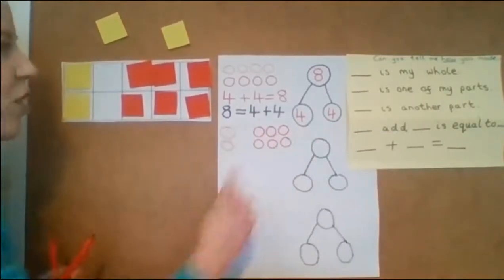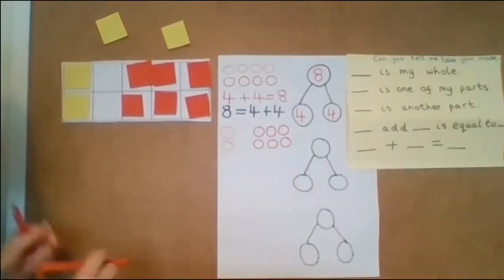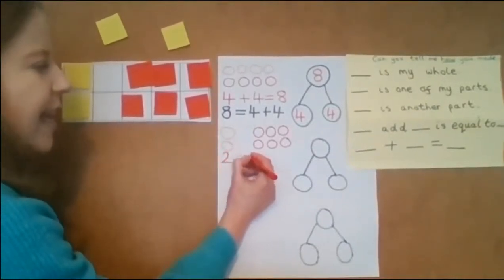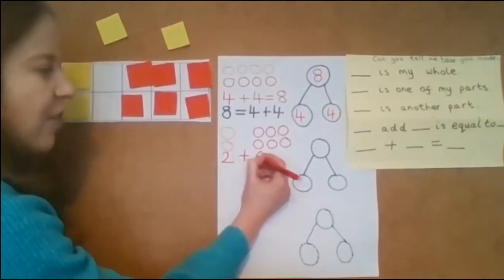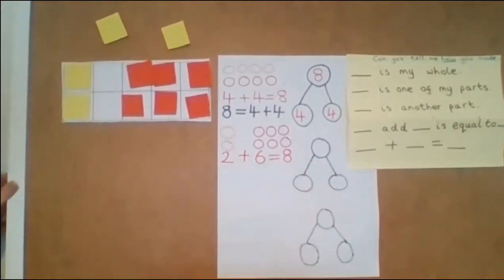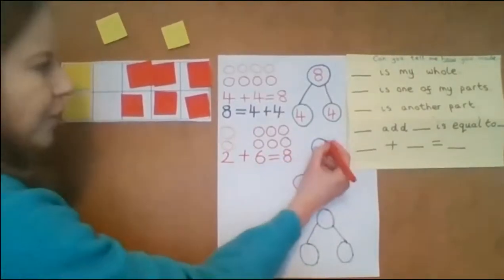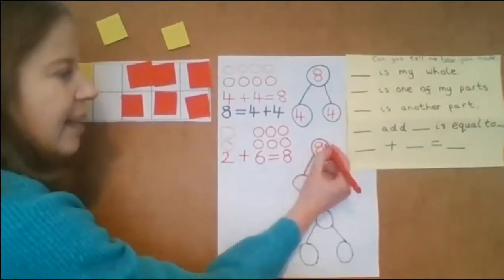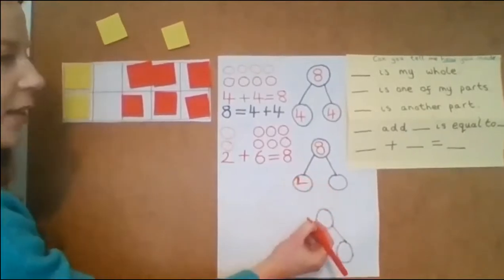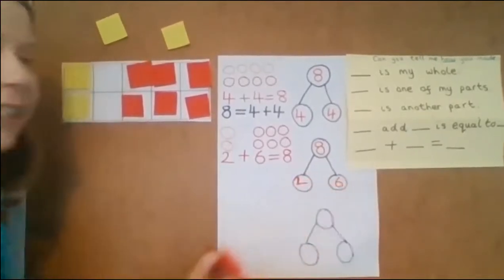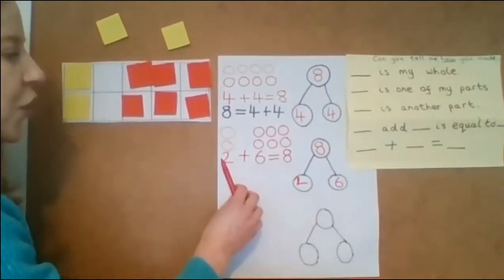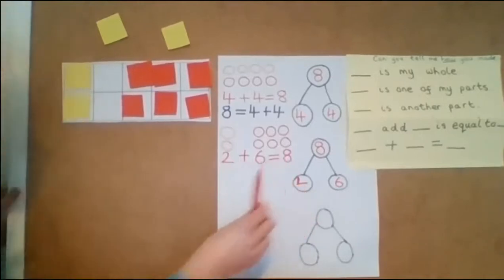So now I've drawn it, I need to write how I made the number. So I had 2 yellow counters, then I added 6 red counters, and that equals 8. Now let's put it in the part-part whole model. 8 is my whole, 2 is one of my parts, 6 is another one of my parts. So now we know 2 add 6 is equal to 8.